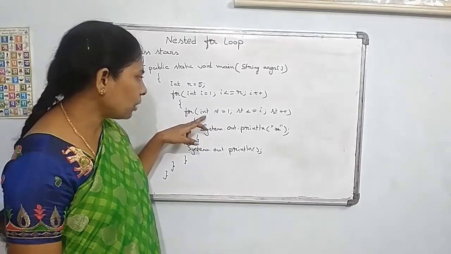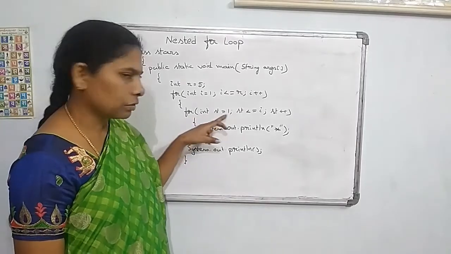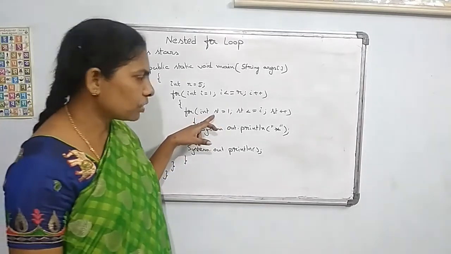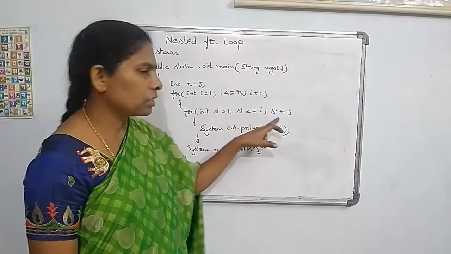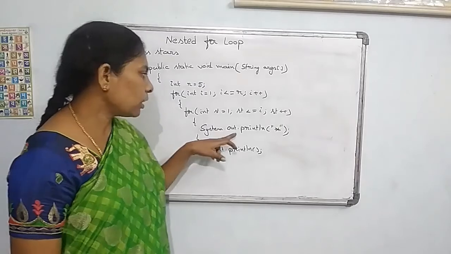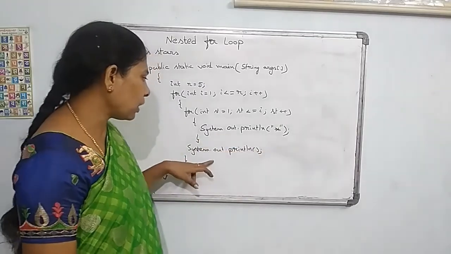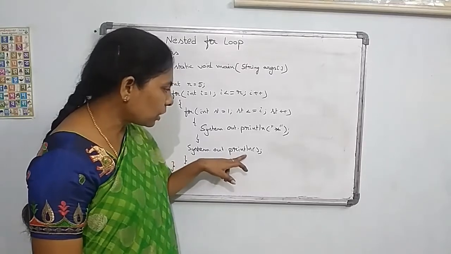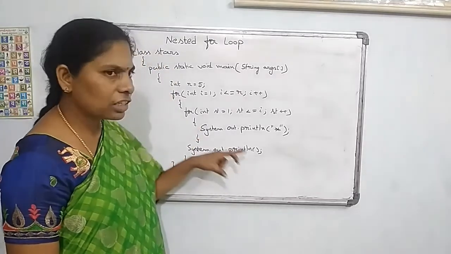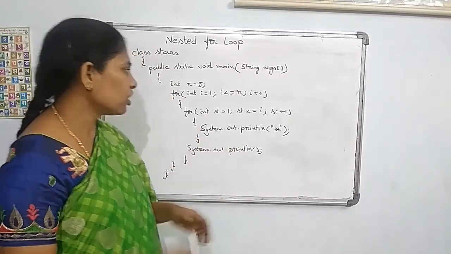And again I am using another for loop, int st equal to 1. That means the stars. St equal to 1, st less than or equal to i, st plus plus. Then I will print the star, and again I am giving System.out.println, which will give the extra space. You want to print the space.